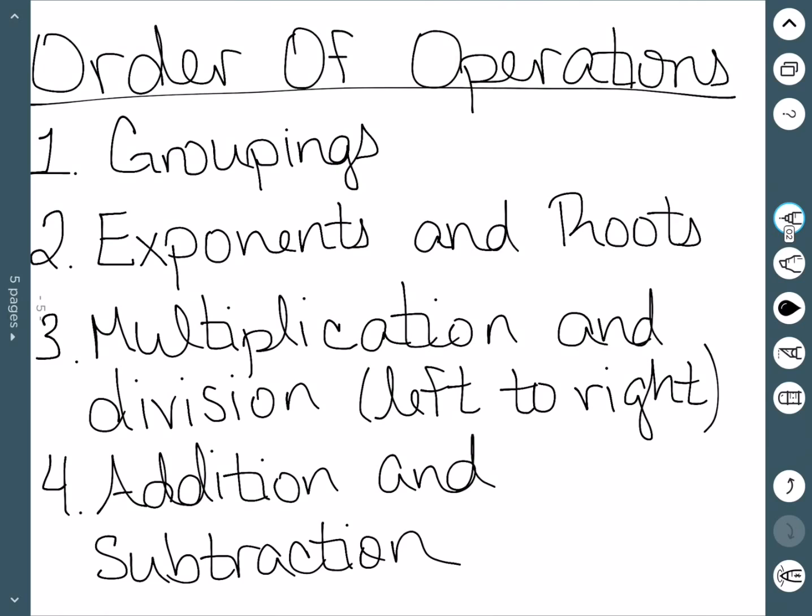The very last step is addition and subtraction. Once again, we're going to move left to right and actually just add and subtract anything that's left. And that's our final step. So we'll do a few examples to demonstrate this.